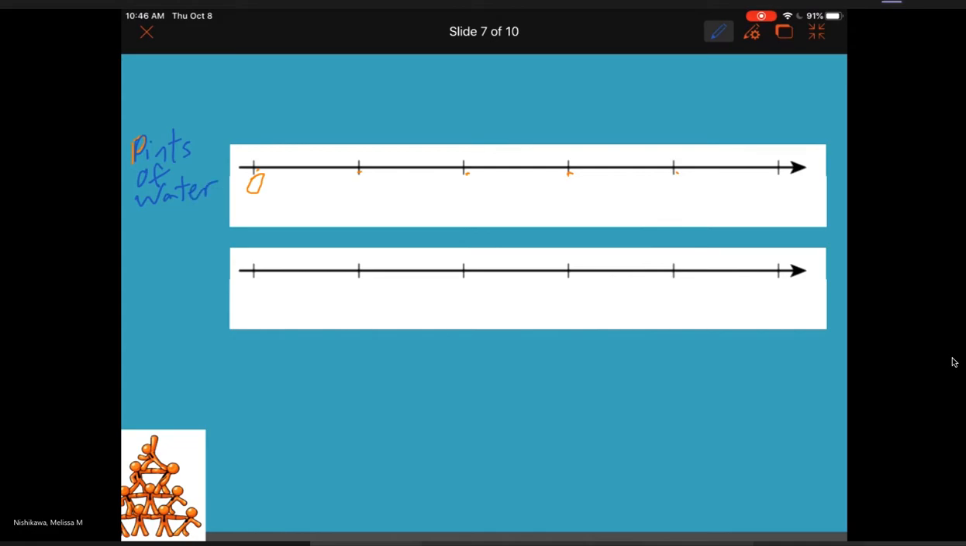Our first one is going to be pints of water. The second is going to be cups of flour. So again, our first tick mark, our first batch, is always 0 on a number line.